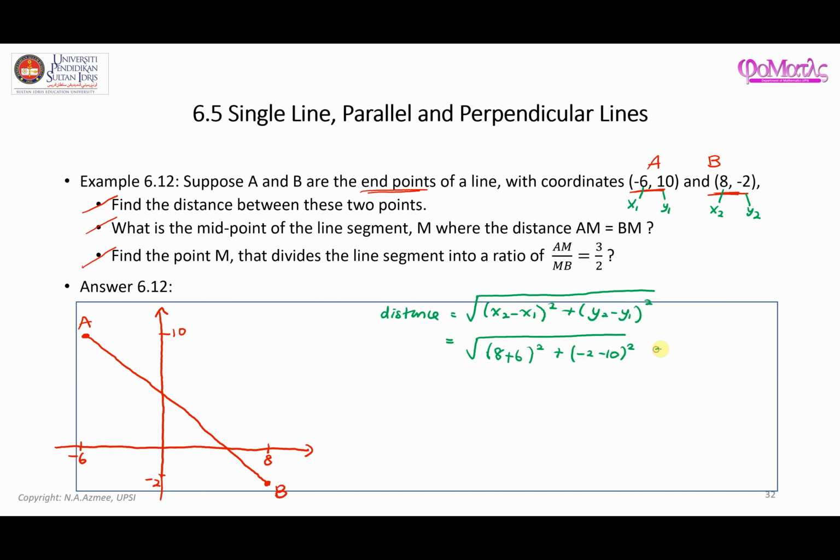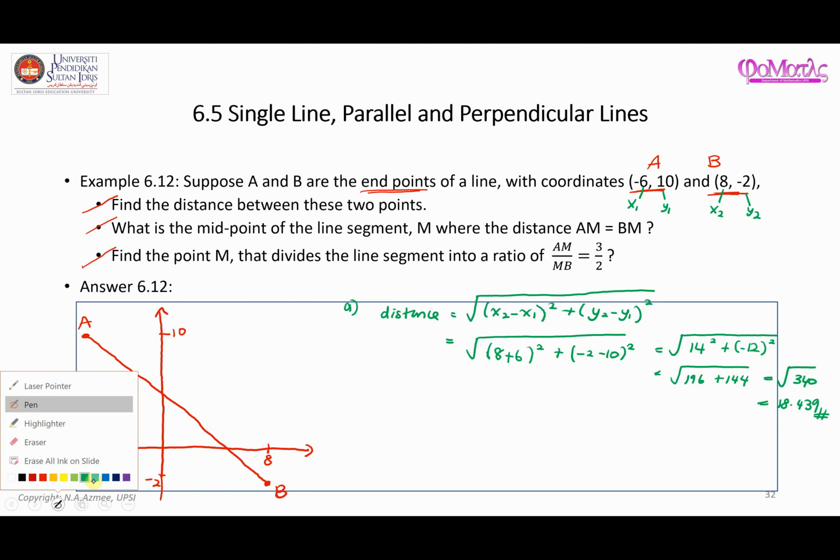And this is equal to 14 square plus negative 12 square. And this is just 14 square is 196, and this one is 144. Add those two together, that will become the square root of 340, and this is roughly 18.439. Okay, now this is for question A.